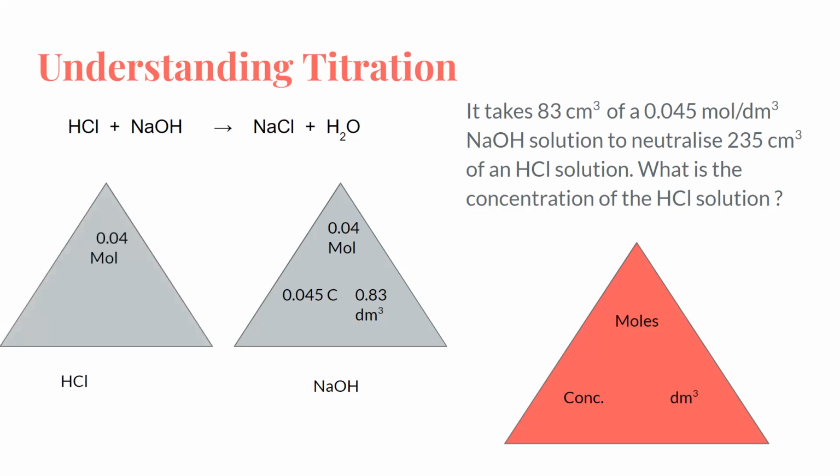Hydrochloric acid, there's of course 0.04 moles. And what else do we know about hydrochloric acid? Well, the question said it neutralized 235 cm³. So that's 0.235 dm³. What is the concentration? Well, the concentration was 0.17 moles per dm³ of hydrochloric acid. Simple, I think.